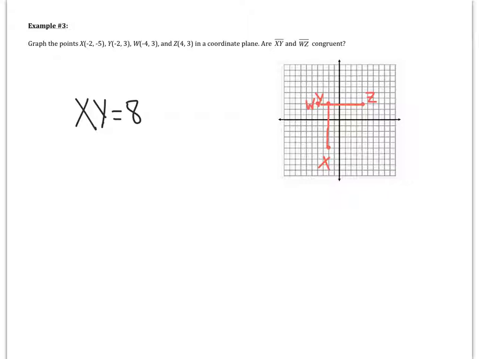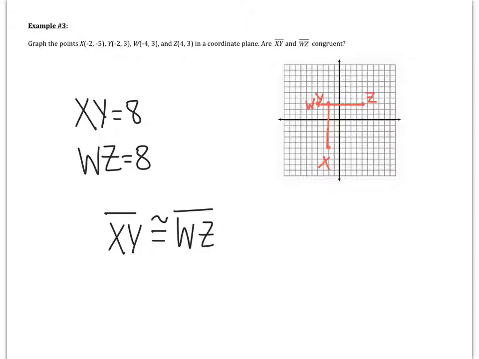And then moving on to how long WZ is, I just once again need to count how many units there are between the W and the Z. And I would get that WZ is 8 units long. So since the segments have the same length, I can state that segment XY is congruent to segment WZ. Once again, I was asked if they're congruent, so I used the congruent symbol, which means I had to refer to them as segments, not the lengths of the segments.